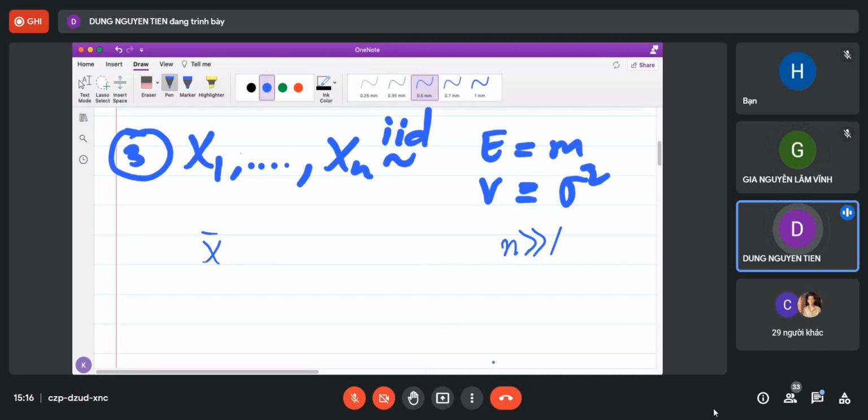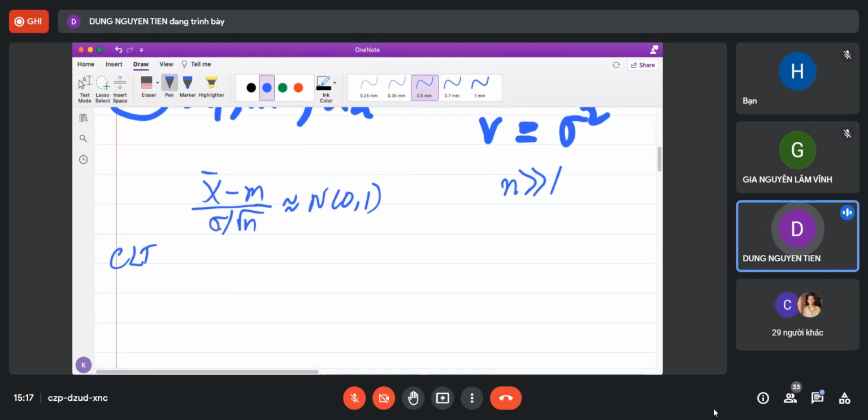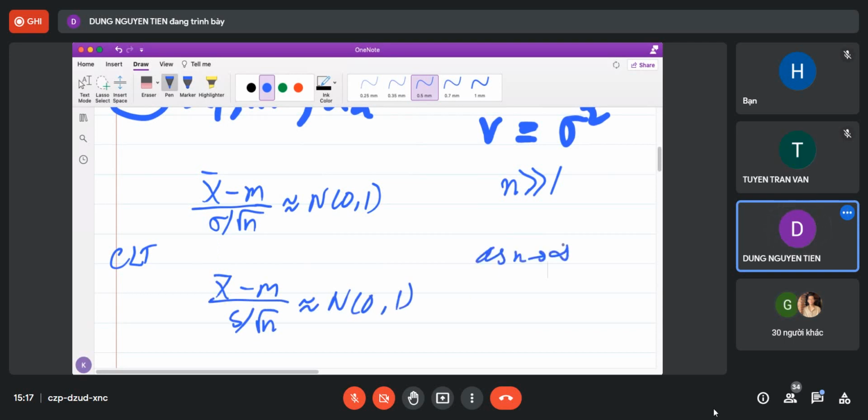Okay. And then we get x bar minus m over sigma over the square root of n approximately follows the standard distribution when n is big enough. All right, so you remember that is the central limit theorem. Okay, you can also replace sigma by s to get a similar result, which approximately follows the standard distribution when n is big enough. Is that all clear?